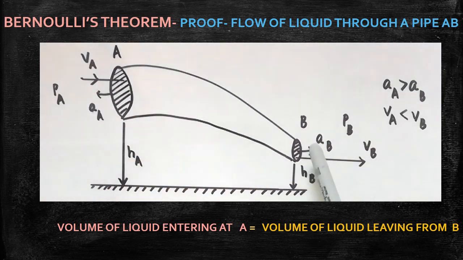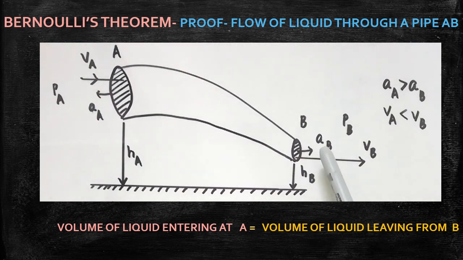Come to the B end. Here, when the liquid comes out from the tube, the velocity with which the liquid comes out is VB. The area of cross section is AB. The tube is kept at a height of HB from the ground level. The pressure of the liquid at the B end is PB. So these are all the parameters that must be learnt at both the A end as well as the B end.